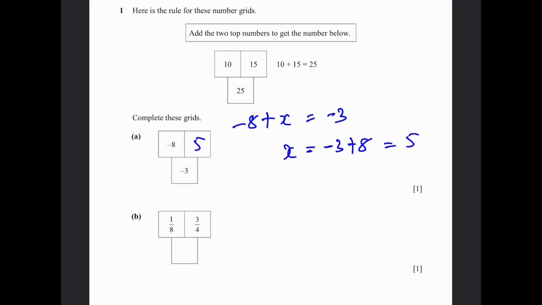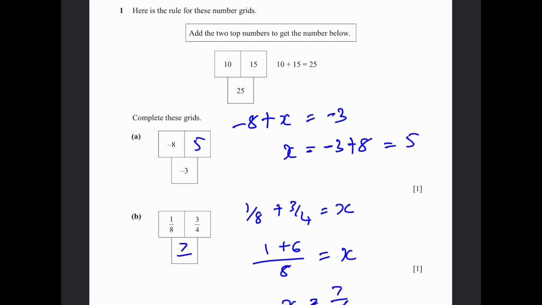That's the answer. B, 1 by 8, 3 by 4, and blank. 1 by 8 plus 3 by 4 is equal to x, and this x is the blank over here. That means when we take the LCM, it'll all be by 8, and then this will be 1, and then this will be 3 into 2, which is 6. So 1 plus 6 by 8 is equal to x, and x is equal to 7 by 8.